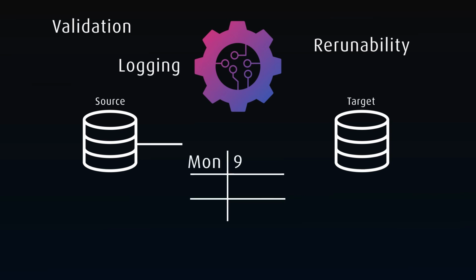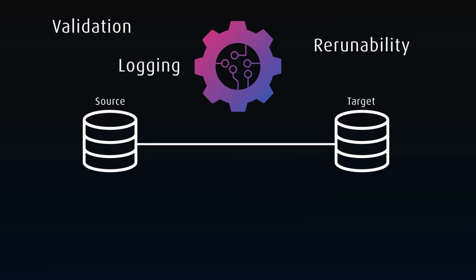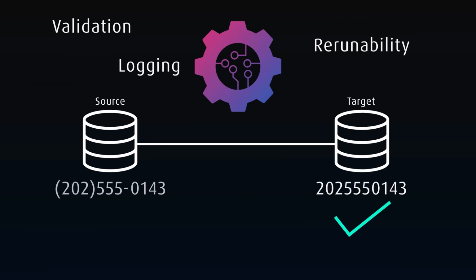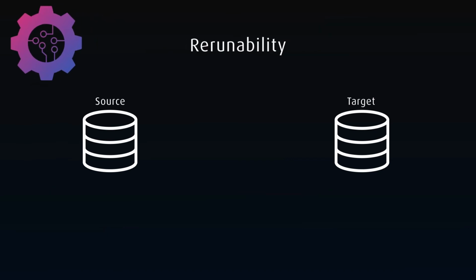Logging performance stats. If your 15-minute process is suddenly taking 3 hours, there could be a data issue or an infrastructure one. And validating data formats. If you're storing phone numbers with no special characters, have queries running to make sure there are no dashes or parentheses in the field. And finally, rerunnability is important for ETL.